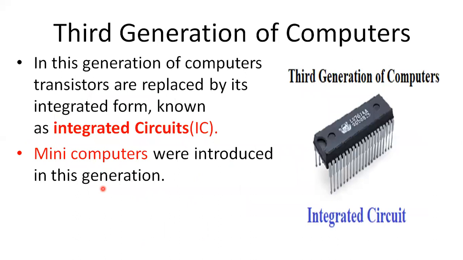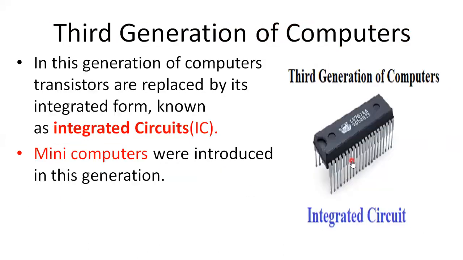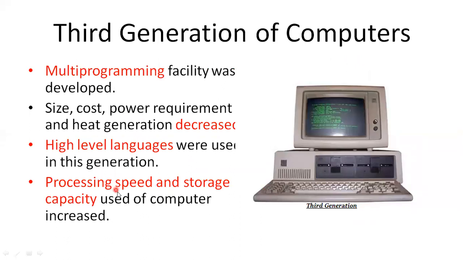Okay, coming to the third generation of computer. What is the third generation of computer? In the second generation of computer, the component used was the transistor. Coming to the third generation of computer, the transistor is replaced with the integrated circuit, the IC. Minicomputers were introduced in this generation, and then multi-programming facility was developed. The size, cost, power requirement, and heat generation decreased.